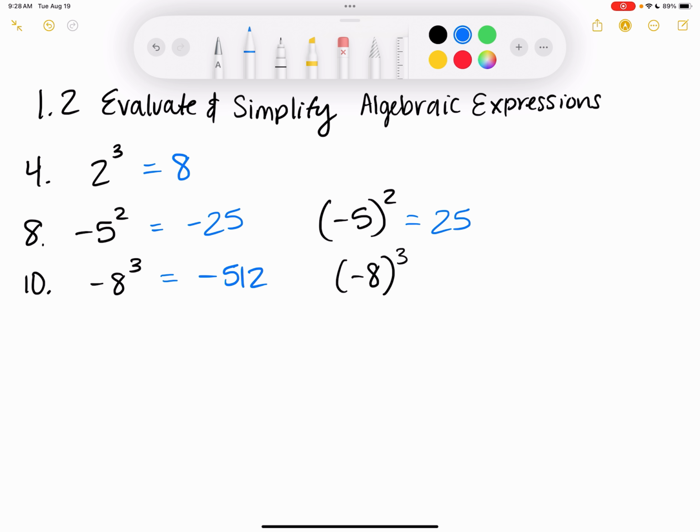So what's a negative times a negative times a negative? Oh wait, so it's still negative. If it's an odd power, it's going to stay negative. If it's even, it goes positive. So this is still -512. These are pretty basic, but they tend to get mixed up because we're not paying attention to parentheses or not parentheses and all of that.